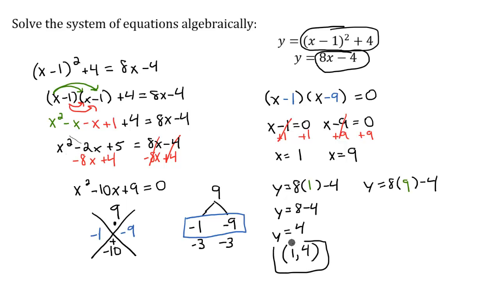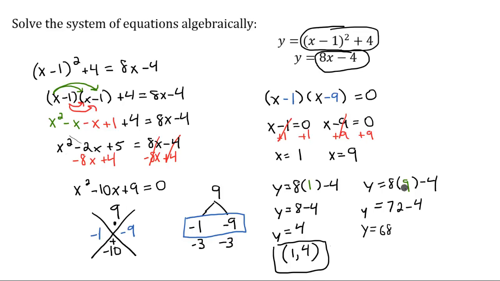That's one solution. On this right side, I have y equals 8 times 9 is going to be 72, minus 4. Y will equal 68. So if we know that x equals 9, then our y will have to be equal to 68. That's going to be my second solution to this system of equations. And I know if I graph both of these equations, there's going to be two intersections at these points.